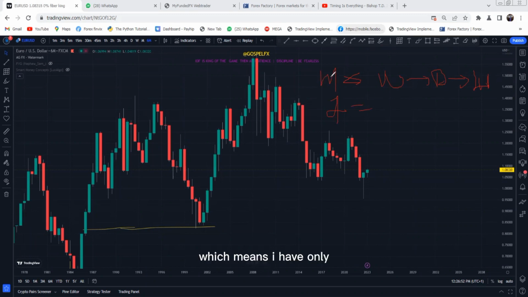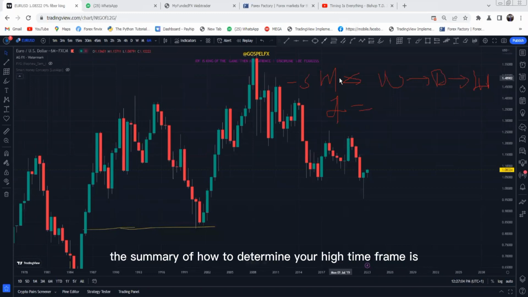Which means that if monthly is greater than weekly, and then 3 months is greater than 1 month, 6 months is greater than 3 months. So it's always very important for you to look at the higher time frames. Now, the summary of how to determine the higher time frame is you need to start from a higher time frame. You determine your institutional order flow from a higher time frame.